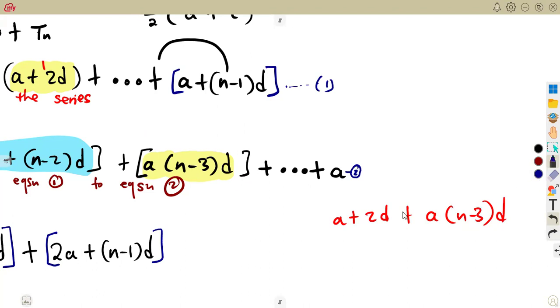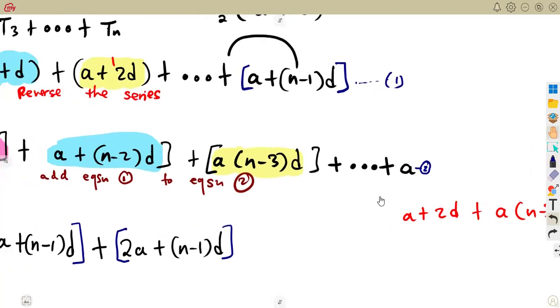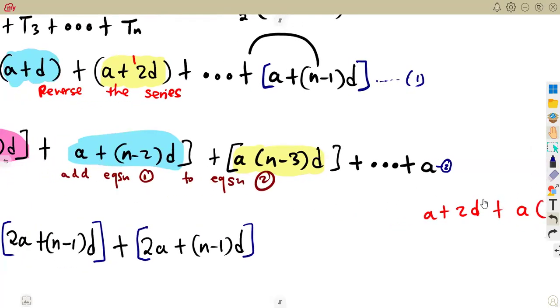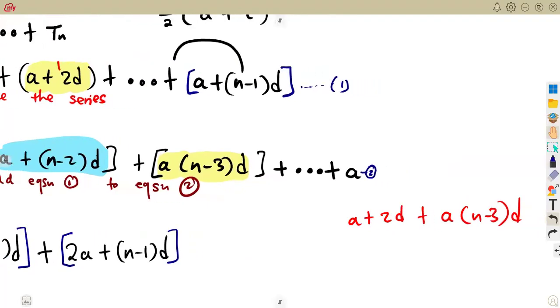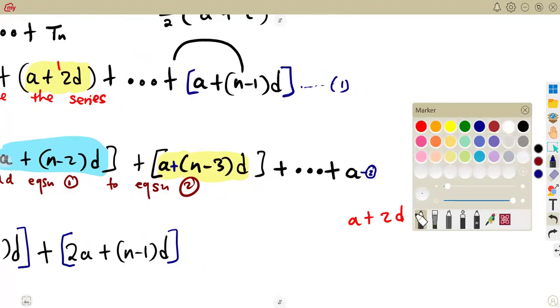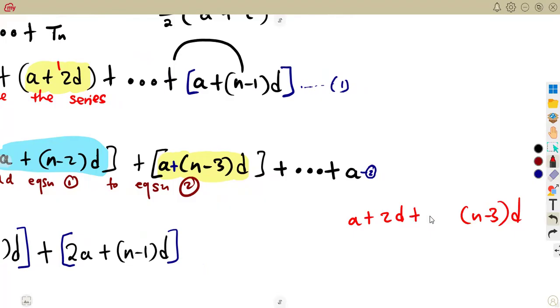Just like the previous case, we collect the like terms. There's supposed to be a plus here, so take note, we have a plus. It was supposed to be a plus 2d, then we add a plus here.